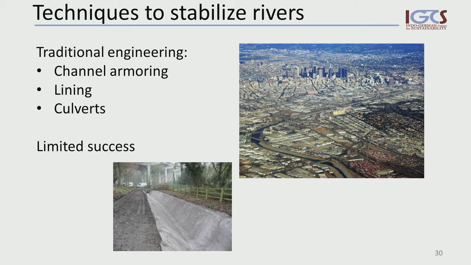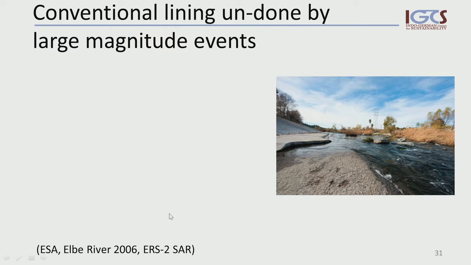And this is because the major events cannot be curbed with these engineering solutions. An example is here. This has been a lined river system. And once a major large magnitude event comes, all of this has been washed away like toys.